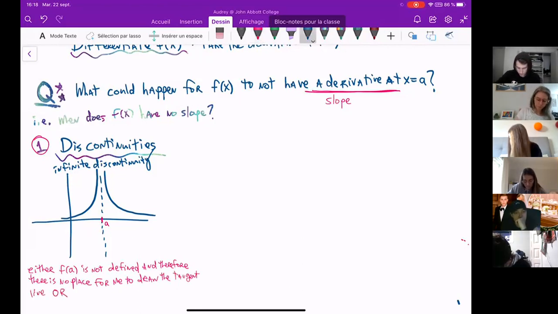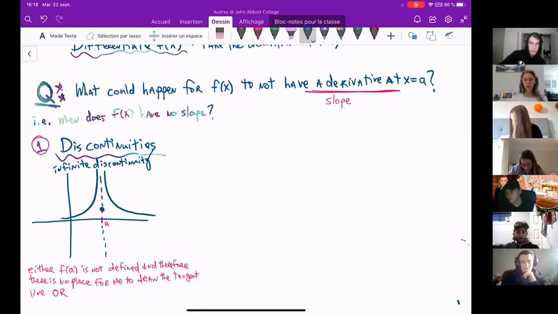Or, is f of a defined now? Yep. But there's no slope. It's just a dot. Exactly. There's no slope. There's just a dot.